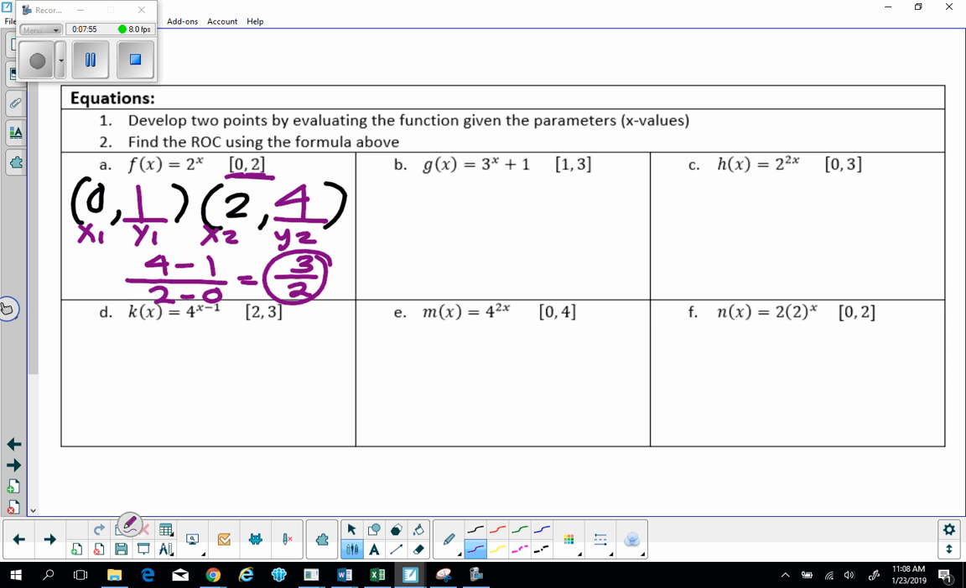Let's try this one right here. If you don't feel like putting it into table, you can just plug each of those x's into your equation. So right here, they want to know when x is 1, what's my y? And when x is 3, what's my y? The easiest way is to just go to table and type that equation in. So click on table and type in 3 to the x plus 1. I'm just typing it in.